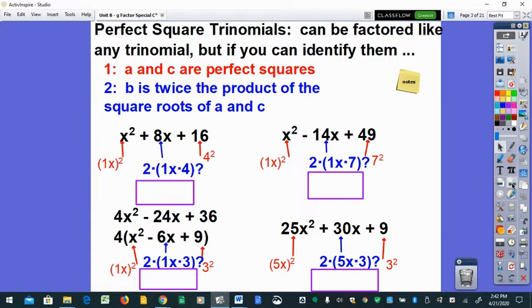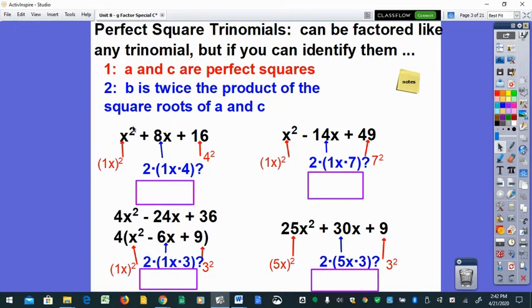Okay, so here's basically what I just said. Perfect square trinomials can be factored like any other trinomial. You can do it by that sort of almost trial and error process. But if you can identify them, you can get directly to the answer. So what you look for is to see if the A and the C, so the number in front and the C, are perfect squares. So here it would be a 1 and a 16. So that's where you want to look. If it had been a 1 up here and a 12 back here, forget it. There's no way of doing this.